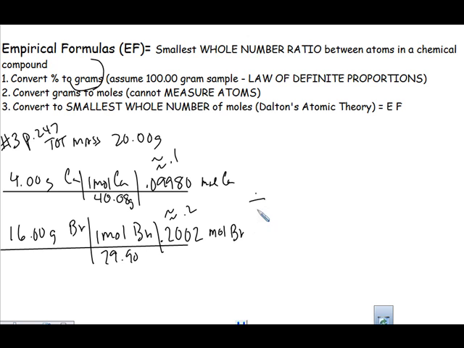Now, if they weren't quite that close, to double check that, you would divide by the smallest number, which would be 0.09980. That'll give you an even 1 here, and it gives you what here? 2.001 or something like that, right? And so what that tells us is that we have 1 calcium for every 2 bromide.